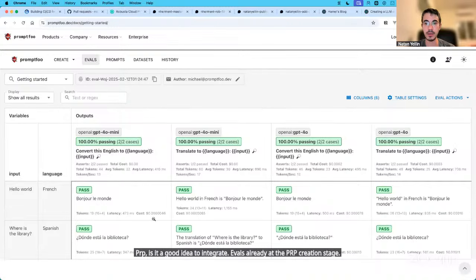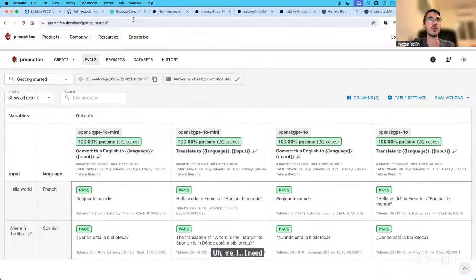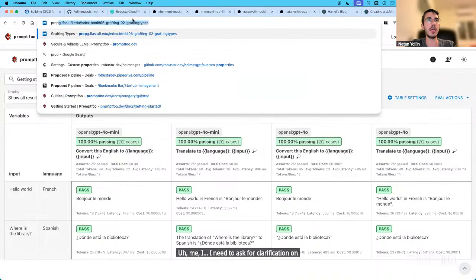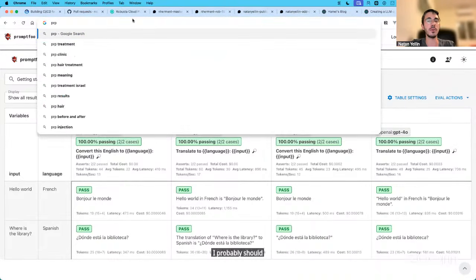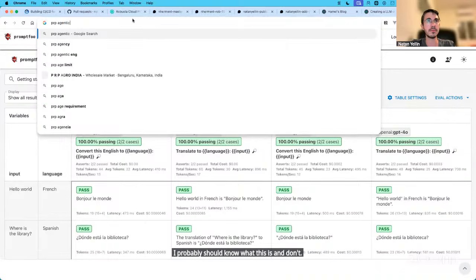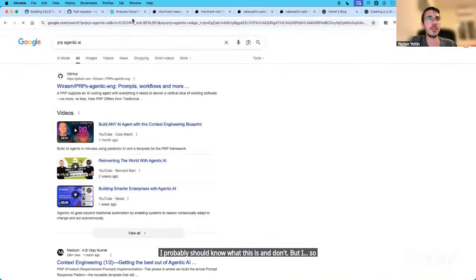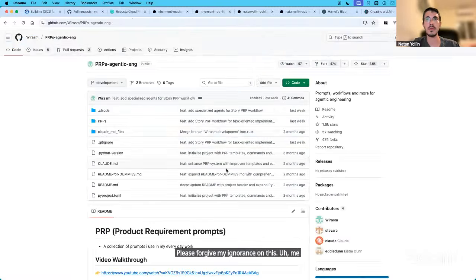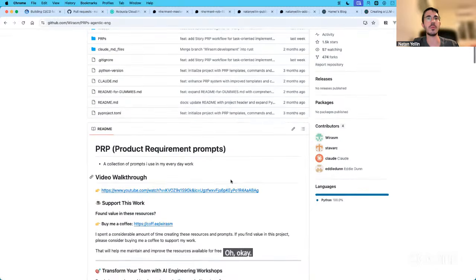I need to ask for clarification on PRP. I probably should know what this is and don't, so please forgive my ignorance on this. Oh, okay, product requirement prompts.